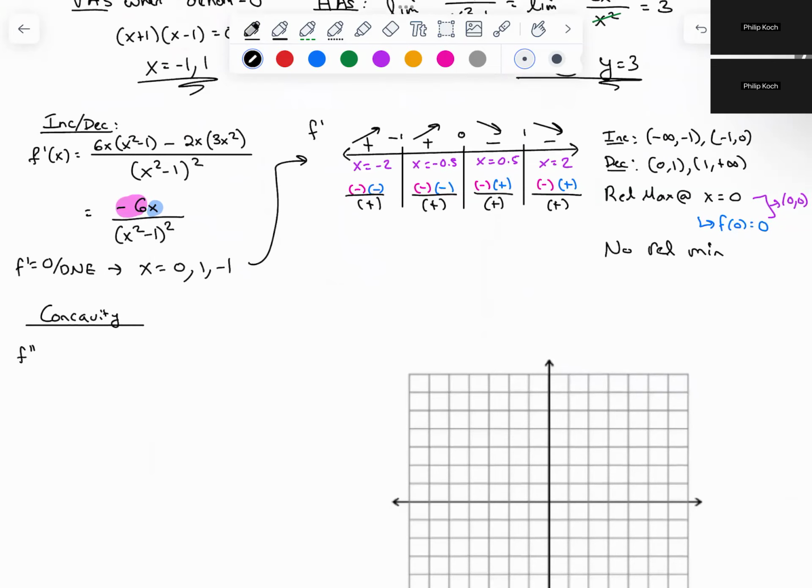So f double prime of x is f prime g, so -6 times g, which is (x squared minus 1) squared, minus g prime, which I'm going to put in brackets, which will be 2 times (x squared minus 1) to the first power times 2x, times f, which is -6x, all divided by ((x squared minus 1) squared) squared.